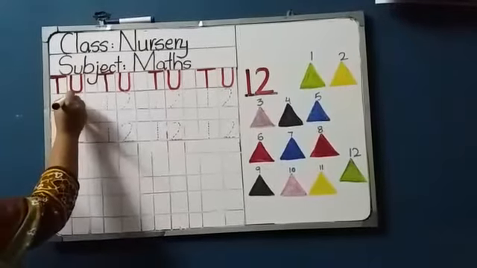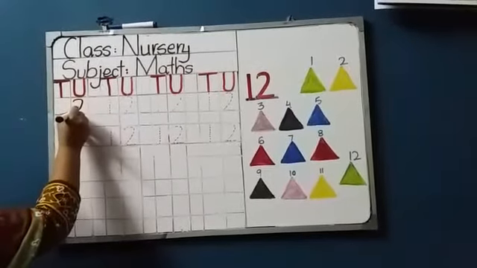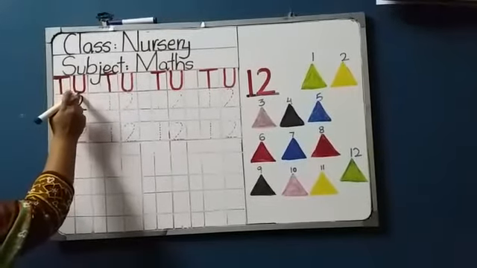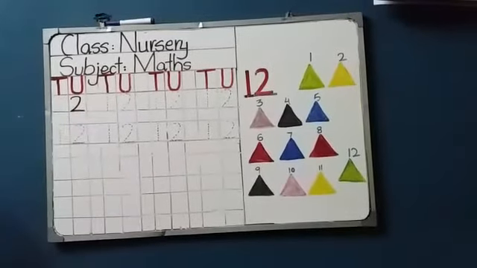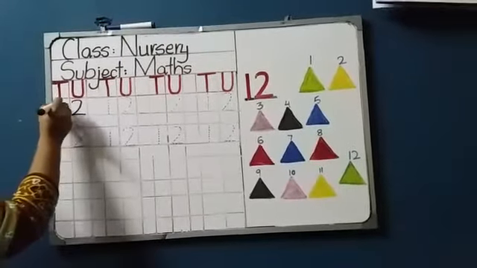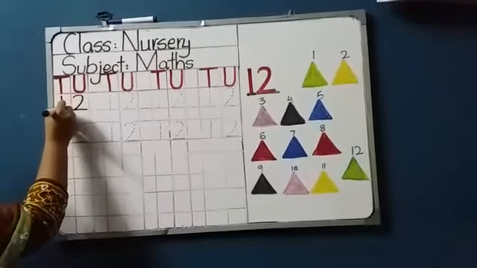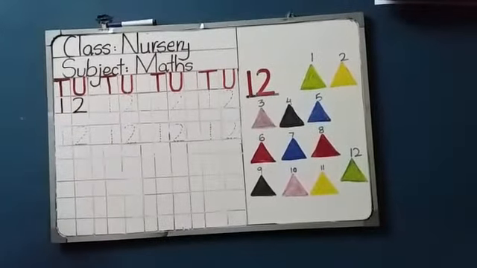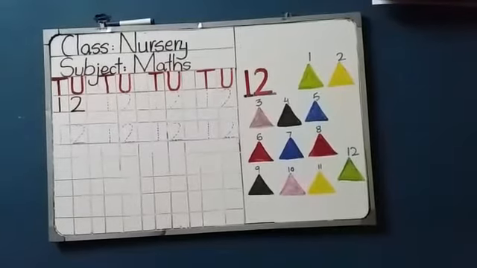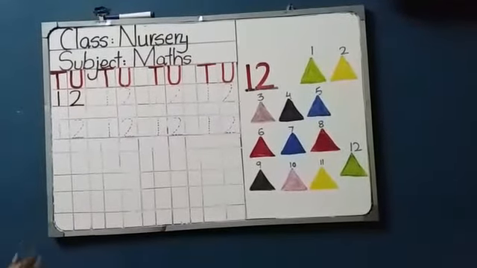Start from here. We will write 2 under U. U means units, single. Okay? And 1 under T. T means tens. 2 digits. Okay, now write it.